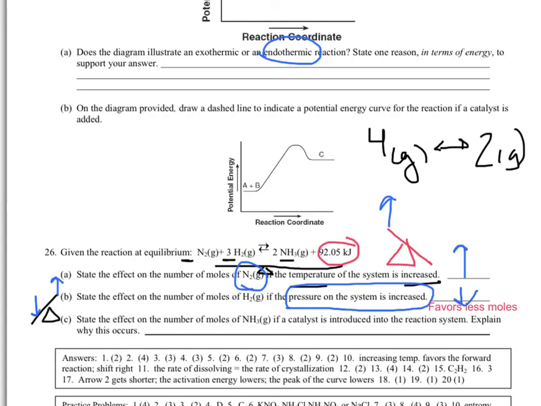Lastly, we're asked what will occur to the concentration of ammonia if a catalyst is added. Catalysts do not change equilibrium. They speed up both the forward and the reverse reaction equally. This concludes the review for the equilibrium and kinetics exam. Good luck.